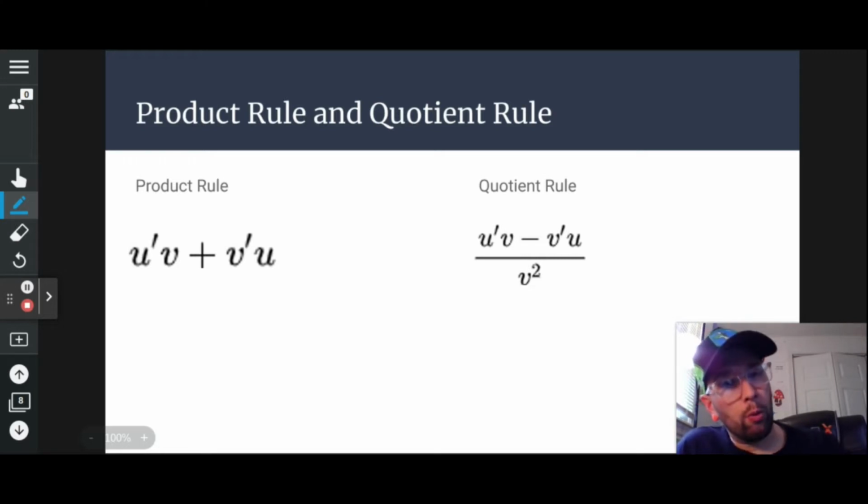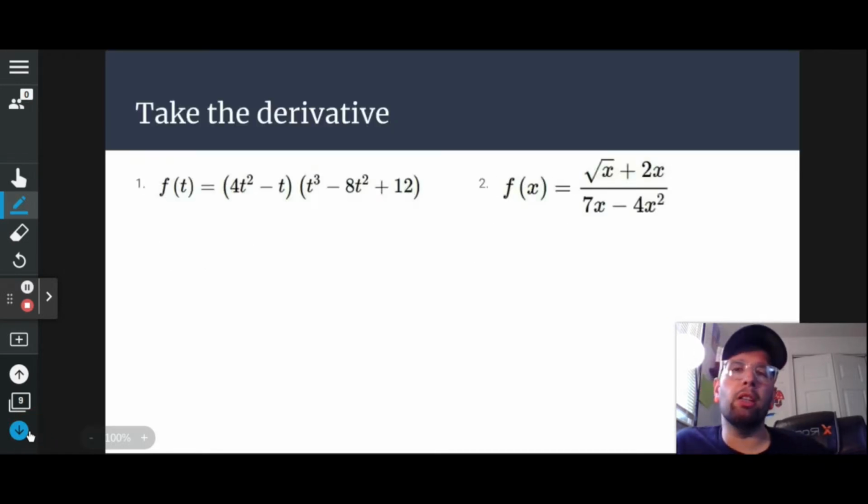That's the product rule. If I ask you to take the derivative of a fraction or something divided by something else, you're always going to have the numerator, which is the top, going to be your u. The denominator will always be your v, and it'll be u prime v minus v prime u over v squared. Okay, so that's our product rule. That's our quotient rule. Let's put some of them into play.